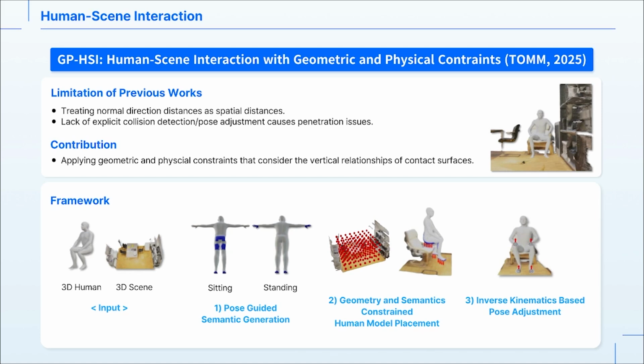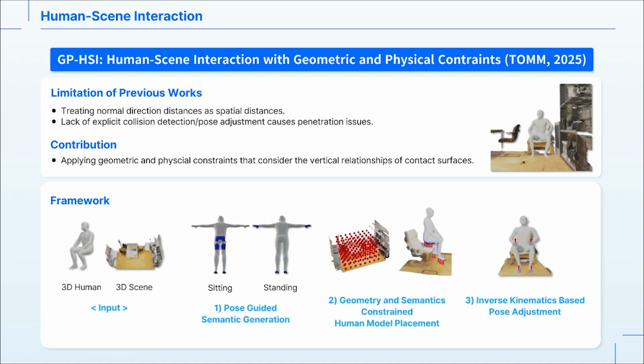Traditional methods often consider only the spatial distance between human models and the scene, neglecting the vertical relationships between the contact surfaces of the models. Additionally, the absence of explicit mechanisms for collision detection and pose assessment has led to problems with model penetration. This approach limits the physical plausibility of interactions in certain situations.